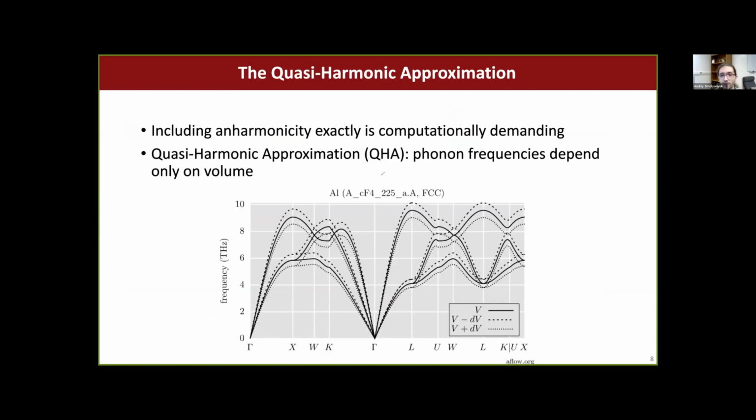So here I show you a plot for aluminum, and a solid line corresponds to the volume at equilibrium, and I artificially change the volume to expand it and to compress it. And as you can see, with, for example, this dotted line, when you increase the volume, your frequency actually goes down. And when you compress the structure, you start getting higher frequencies.